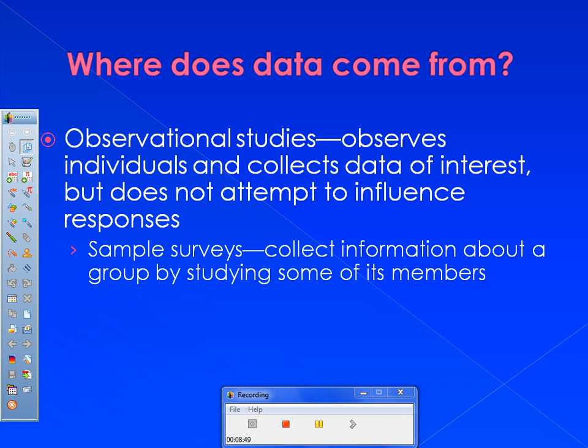Okay. Ways you can do that. You can do what's called a sample survey. You go out and you collect information about a small group to represent what's happening in your population. That's essentially what you guys are going to do. You're going to do a sample survey.